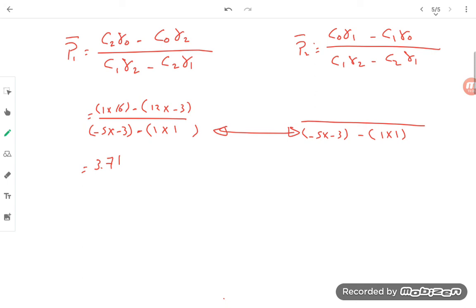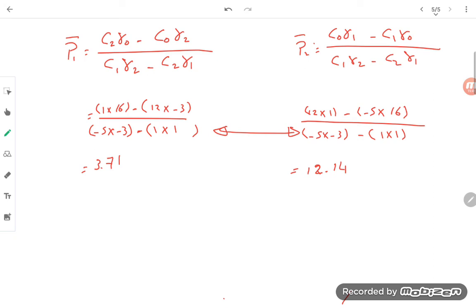So with respect to the numerator, it will be C node, which is 12, multiplied by gamma 1, which is 1, minus C1, it's negative 5, multiplied by gamma node, which is 16. So the value will be 12.14.